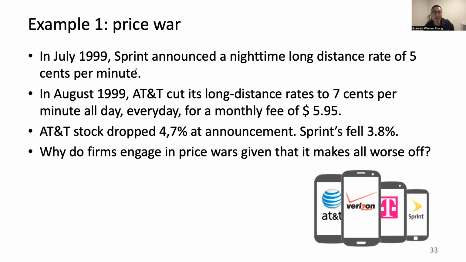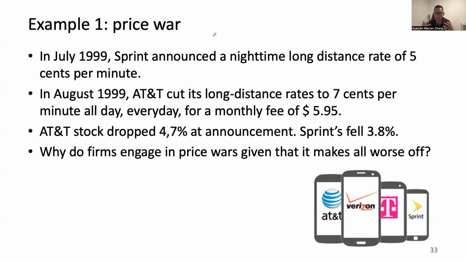In July 1999, Sprint, a major mobile phone carrier in the United States, announced a nighttime long-distance rate of 5 cents per minute. So it's a very dramatic cut in the price for using the mobile phone service. Then in August 1999, AT&T, a major competitor of Sprint, cut its long-distance rate to 7 cents per minute every day for a monthly fee of $5.95. Again, this is a significant price cut, and you can consider it as a price war between these major competitors.